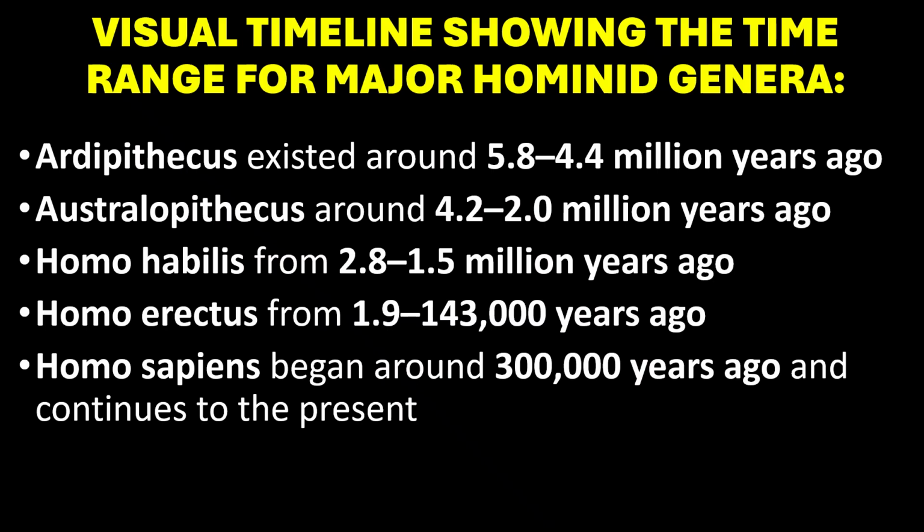You have to know when they existed. Adipithecus existed around 5.8 to 4.4 million years ago. Australopithecus around 4.2 to 2.0 million years ago. Homo habilis 2.8 to 1.5 million years ago. Homo erectus 1.9 to 143,000 years ago. Homo sapiens, we appeared around 300,000 years ago, and we are still existing. We existed around this time, and we continue to exist till now.